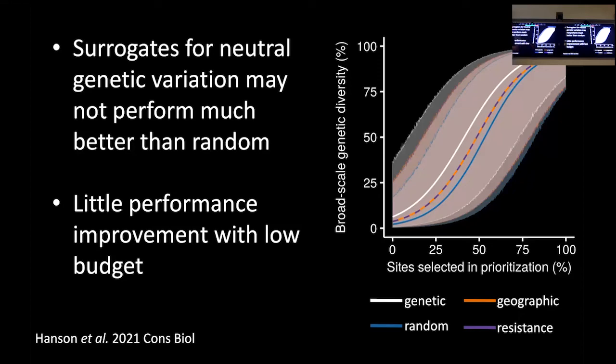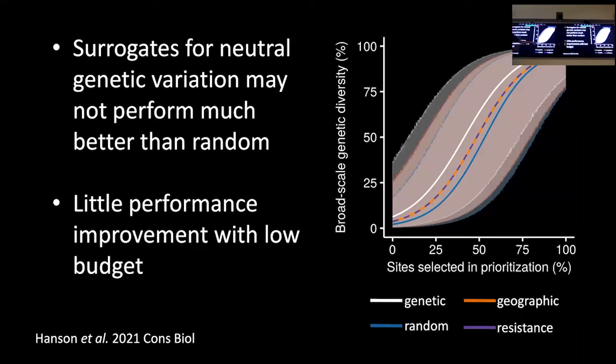We also looked at resistance distances. That's a measure where places that are separated by less suitable habitat have a higher resistance distance between them. If you think of geographic variables as Euclidean distances, these are sort of like least cost path distances. And then we've got random, where we just randomly selected sites and did that a whole bunch of times to account for stochasticity. So basically the white line is the best we could do.